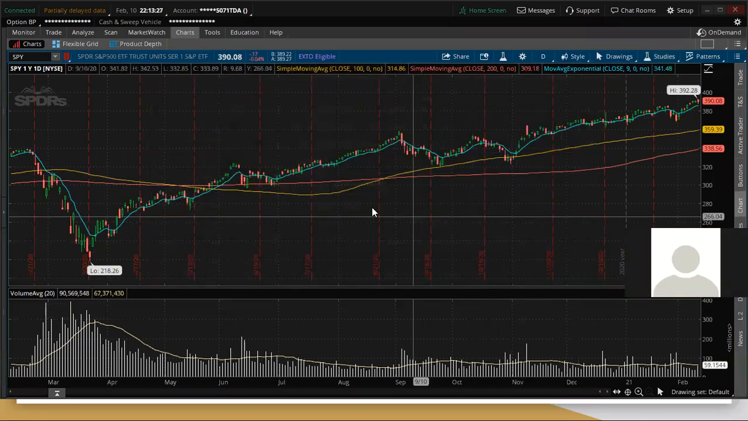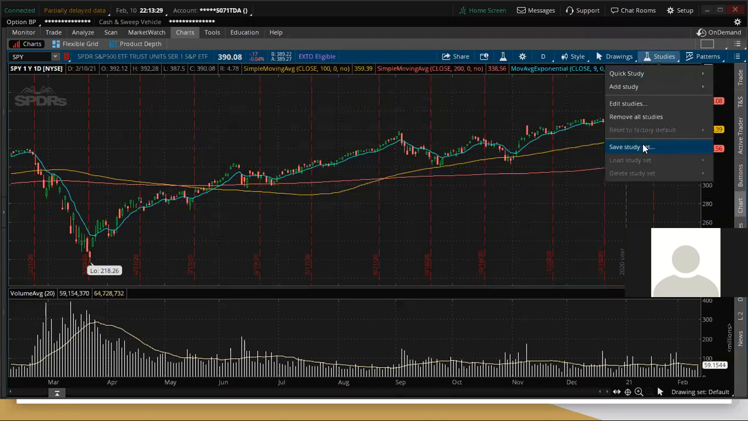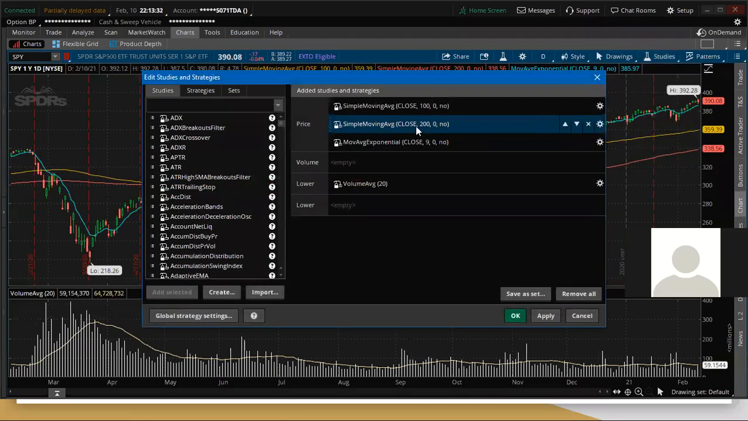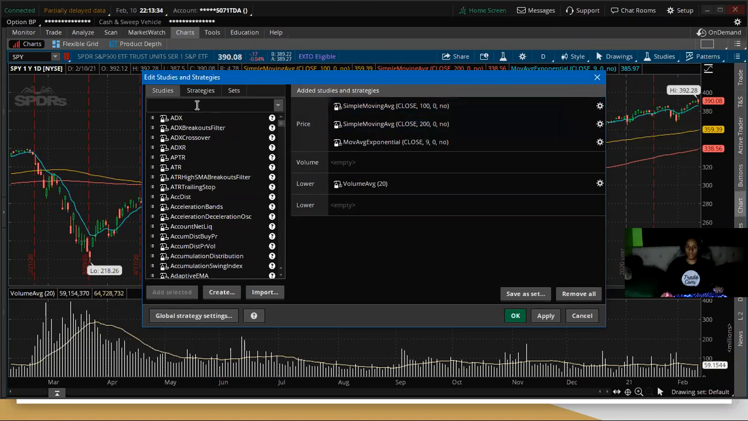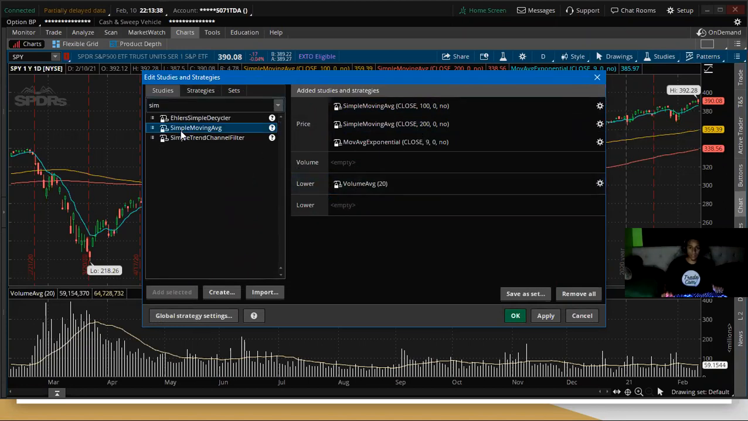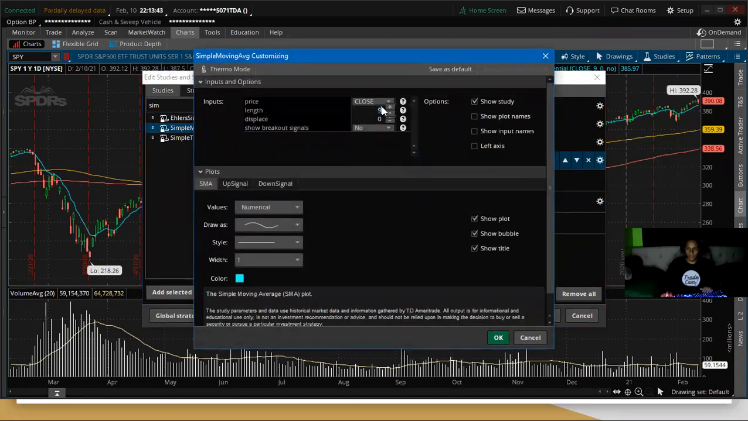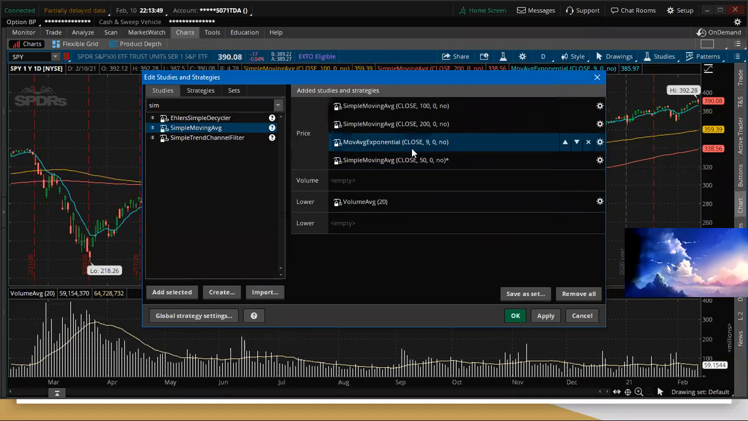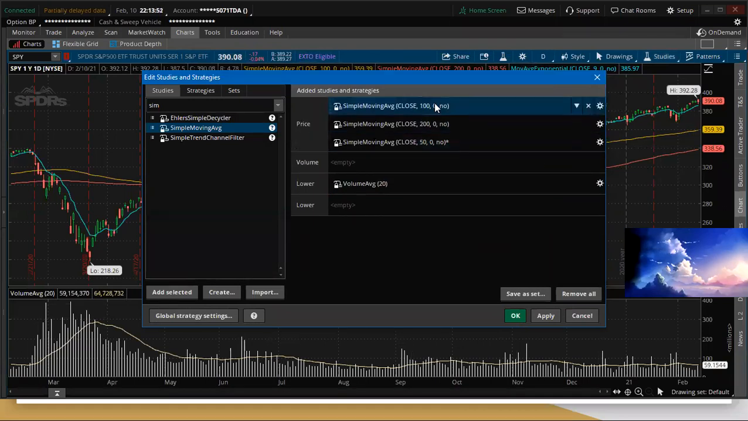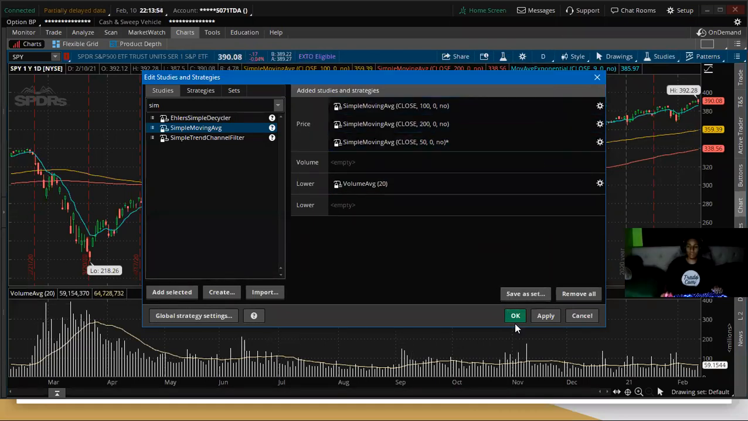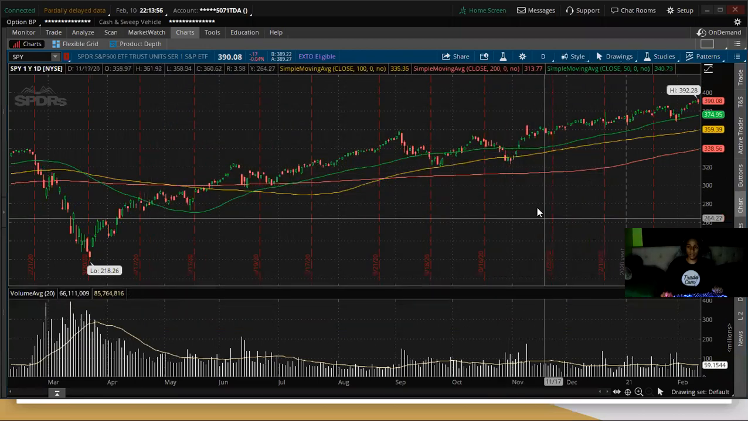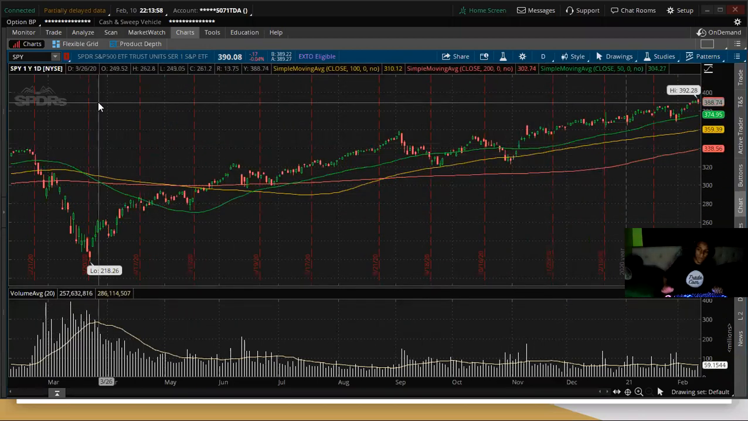For me, I keep it simple. I just keep the 50, 100, and 200. I deleted the 50 by accident, so let me add that back. I'm going to edit this 50. Now I have my 50, and this was green, and we're good to go. We're going to delete this one. Now we have 50, 200, and 100. All right, apply and OK. You guys good over here?